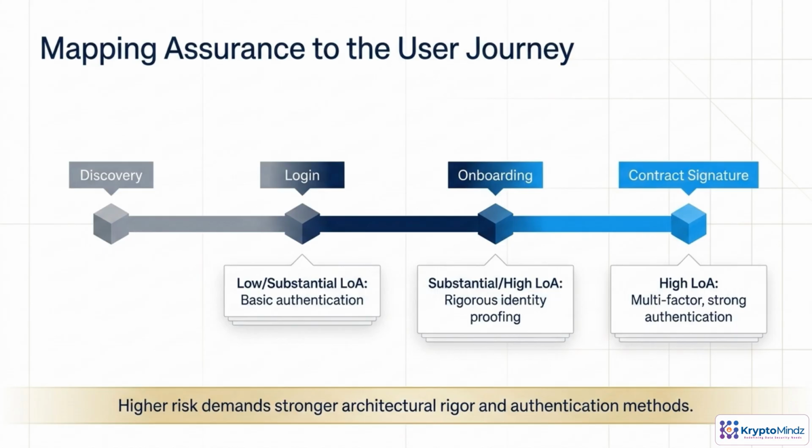Now let's see how those levels apply in a typical banking journey. As the customer moves from browsing to logging in, the risk is still relatively low, so basic authentication can be acceptable. Once they start onboarding, risk jumps. You're creating a real banking relationship, so you need substantial or even high assurance with rigorous identity proofing. At the contract signature, the risk is highest. Here, strong multi-factor authentication tied to a qualified signature is essential to meet both security and eIDAS requirements.